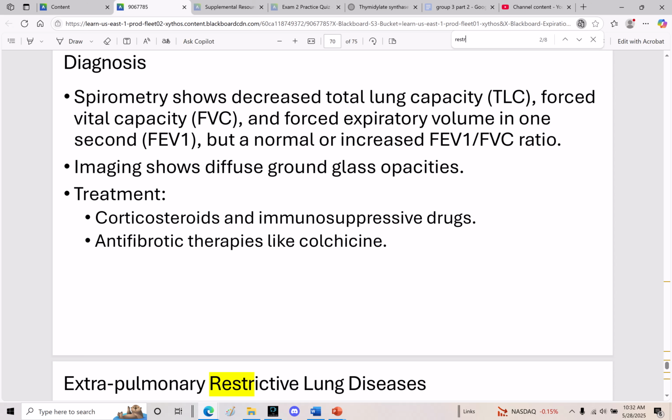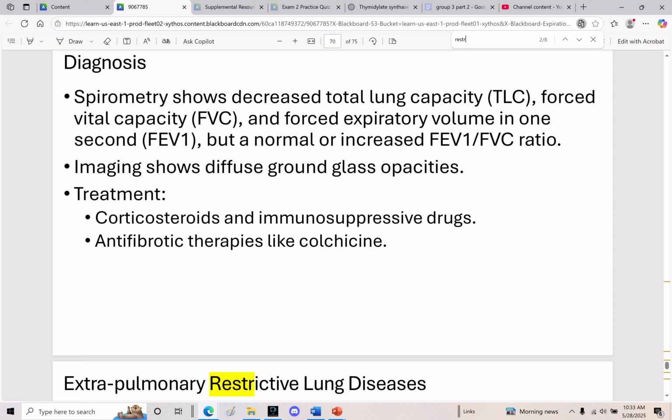Now, treatment usually steroids, okay? Immunosuppressive drugs in some cases, because you will try to reduce the immune system reactivity, because the fibrosis and all that is coming as a result of the reaction from the immune system. So you're going to use immunosuppressants, okay? So antifibrotic therapies usually, because you want to decrease the amount of fibrosis. Colchicine is a drug we use.